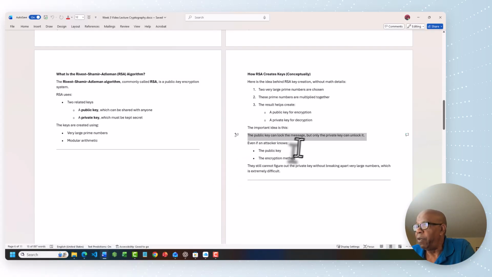So here, even if the attacker knows the public key and the encryption method, they still cannot figure out the private key without breaking it apart, using very large numbers. Very difficult to do.